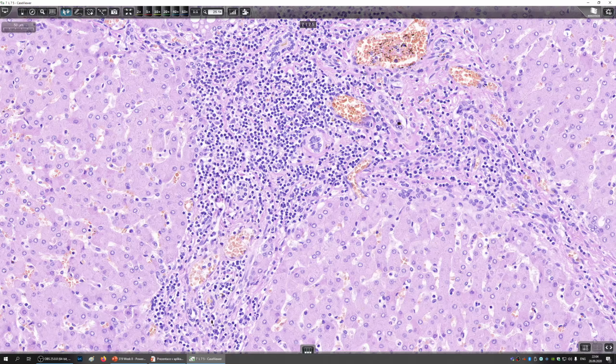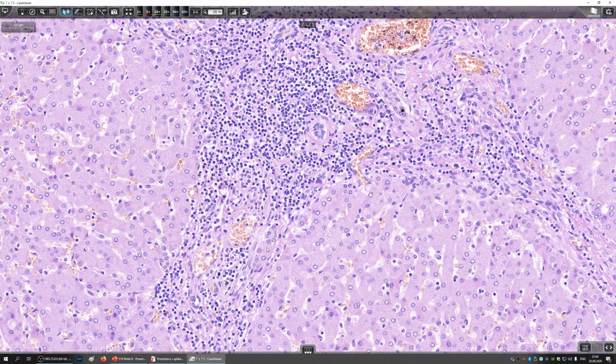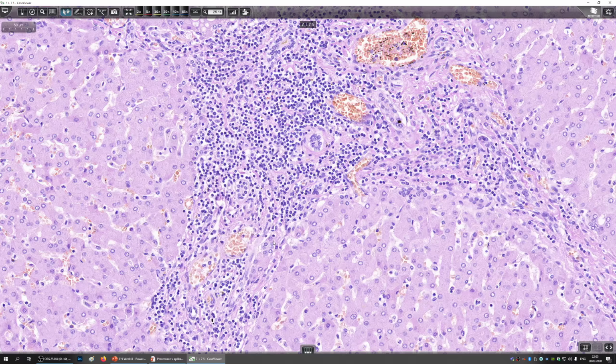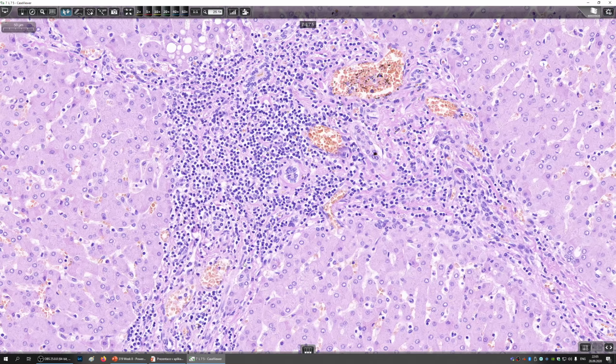And the activity is seen at the border between the portal tract and the hepatocytes. So here, this area here, this is the area where you judge the activity. When your hepatitis is active, then the lymphocytes are jumping out from the portal tract and they are spreading among the hepatocytes. Here you see them jumping out, surrounding hepatocytes and causing damage to them. Here you see some lymphocytes getting out, damaging the hepatocytes. This is the so-called interface activity.